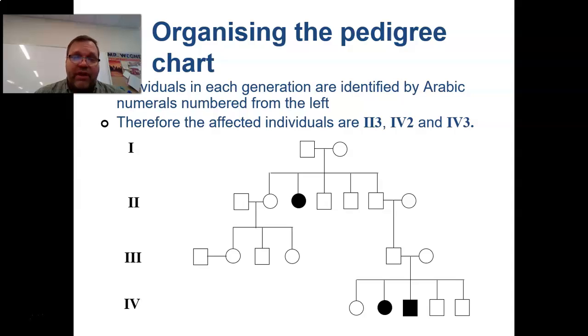In generation 3, the 2, 3 would be the affected female, the female that's circled in or colored in black. In generation 4, that would be the second individual, that's also a female. And then in generation 4, the third individual, that would be the male that's also affected.